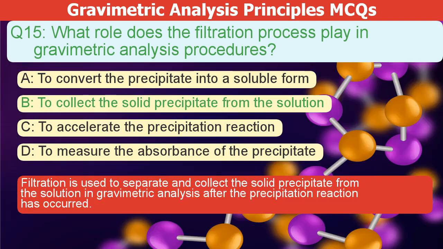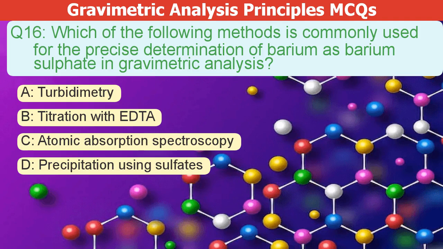The correct answer is B. Filtration is used to separate and collect the solid precipitate from the solution in gravimetric analysis after the precipitation reaction has occurred.